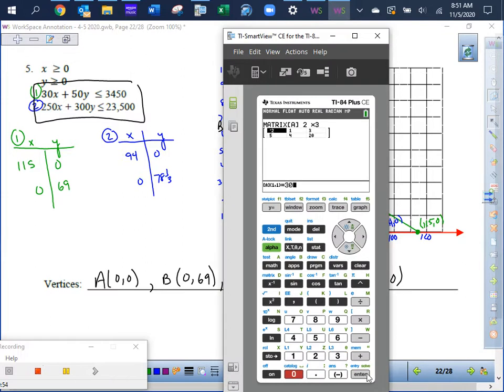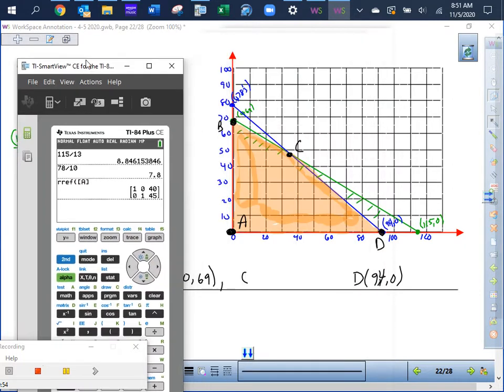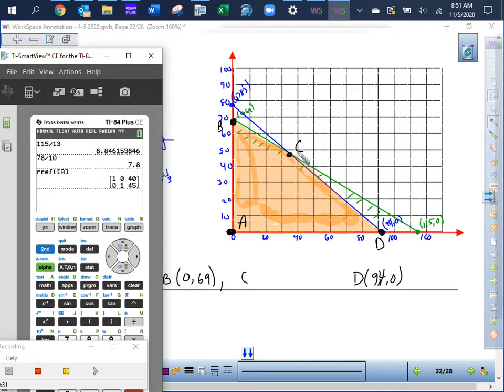So we'll go 30, 50, 3, 4, 5, 0, 250, 300, and 23,500. Enter. Quit out of it. Do reduced row echelon form on him. Boom. Did happen at a nice, neat place, but mine didn't quite work out that way.